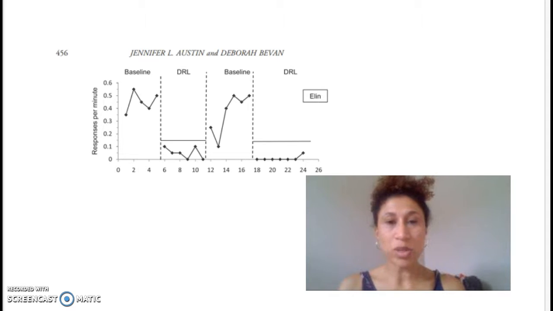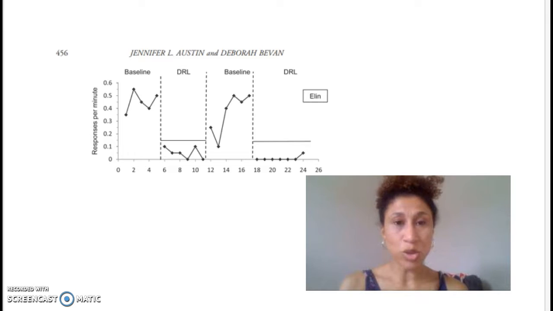The purpose of the study was to implement the independent variable, which is the DRL, the differential reinforcement of low rates of behavior, on Ellen, who seemed to be requesting too much attention from her teacher. Her responses per minute were just too high for the teacher. So the DV is the responses per minute, and the IV is the implementation of the DRL. The reason the DRL was implemented is to decrease the rate of requesting attention.